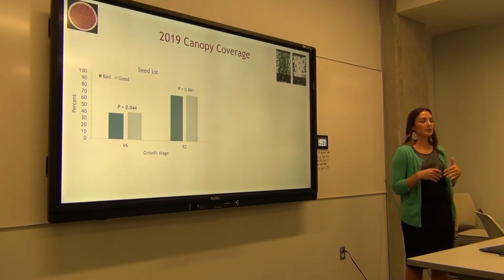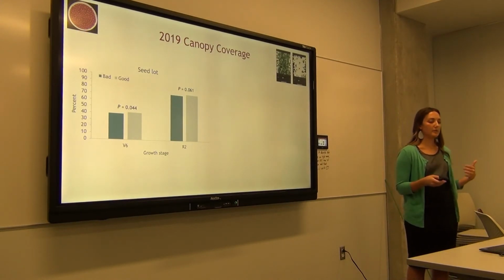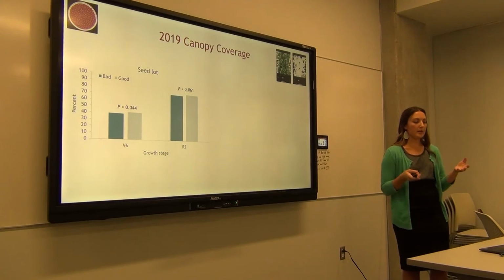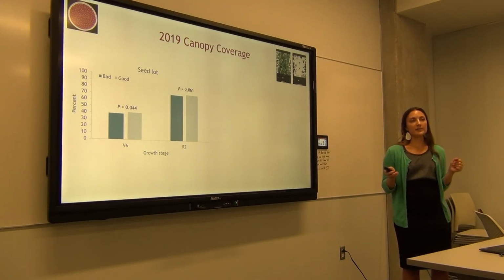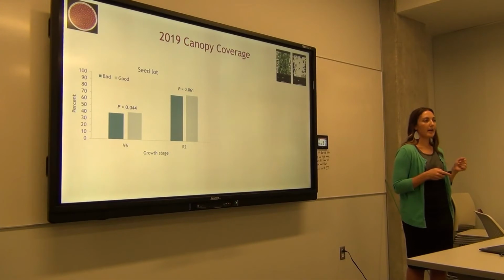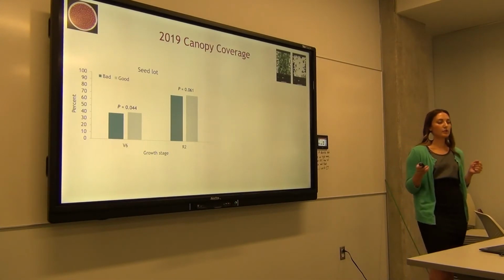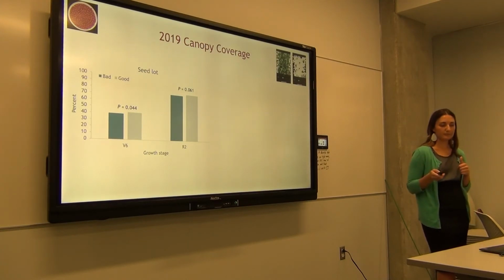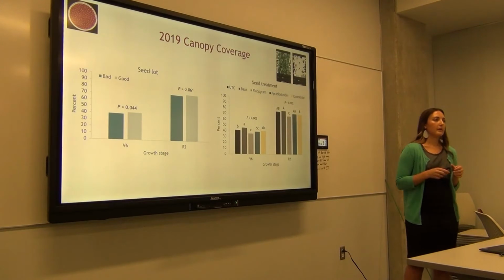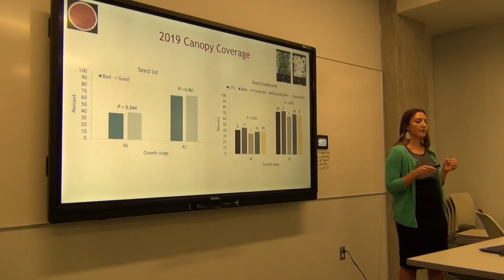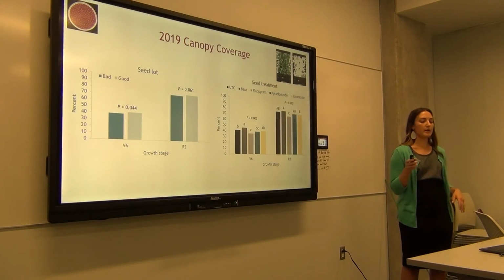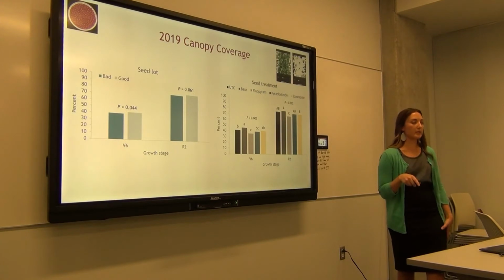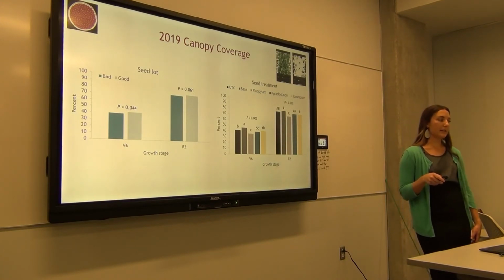So moving on to canopy coverage, again, this was a percent from 0 to 100, 0 being no canopy coverage and 100 being full canopy coverage. And we see that at V6 there was a significant difference where the good seed lot had higher canopy coverage, but at R2 it wasn't significant, although the good seed lot did have numerically greater canopy coverage. We saw that seed treatment had an effect on the canopy coverage at V6 and at R2. And at both growth stages, the base treated seed resulted in the highest canopy coverage.